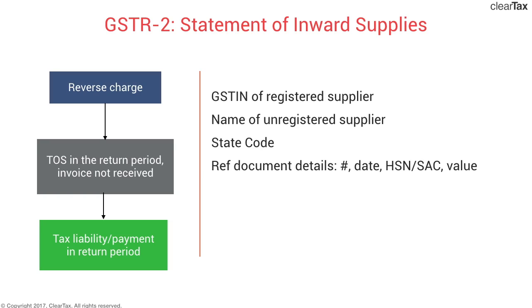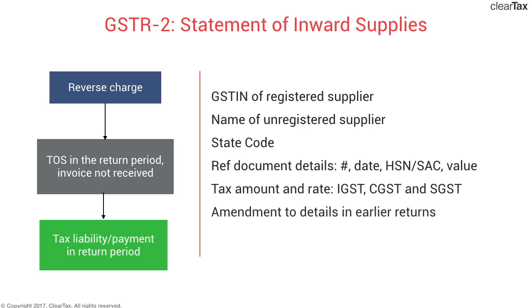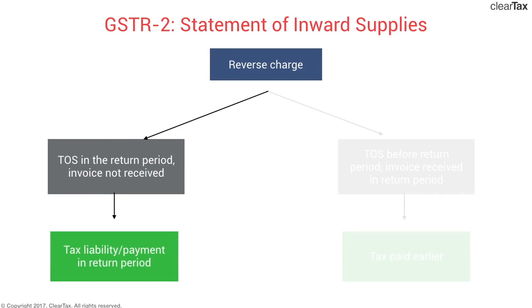You'll have to fill in the document reference number, date, HSN or SAC code of the goods or services received, the value in the reference document, the tax amount as well as rates for all three types of taxes, and any amendment to these details that you filled in earlier return will have to be reflected in this current return. If you've amended details of August return in September, you will have to go and reflect it in GSTR 2 of September. That's the first situation.